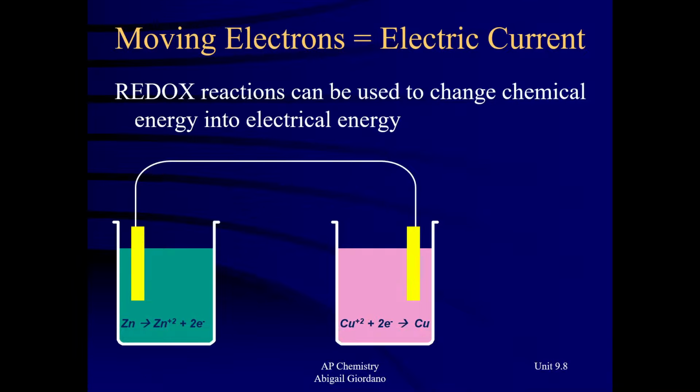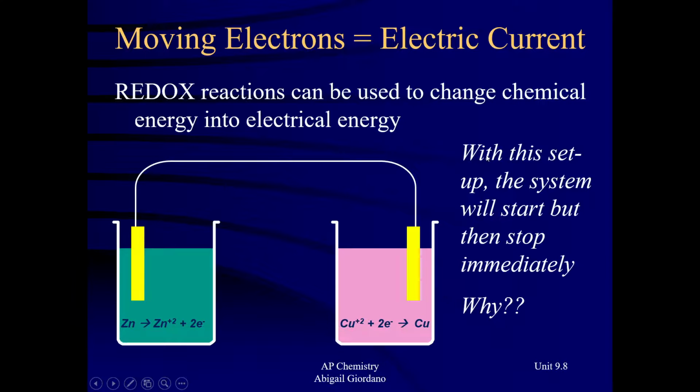Now, there's an issue though. With this setup, the system will start, and yes, we will get flowing current, we'll have electrons flowing, but only for maybe just a split second, and then the current will stop flowing. And the question is why? Those of you that have a strong physics background might already kind of see this answer. If this were a physics class, we would say this is not a complete circuit.